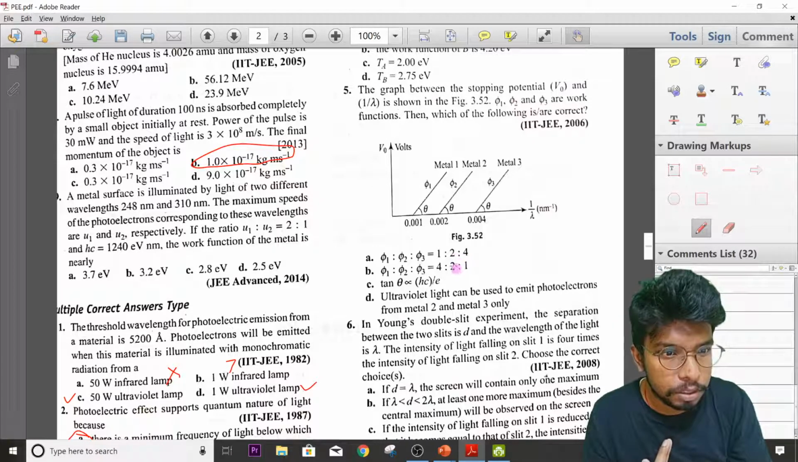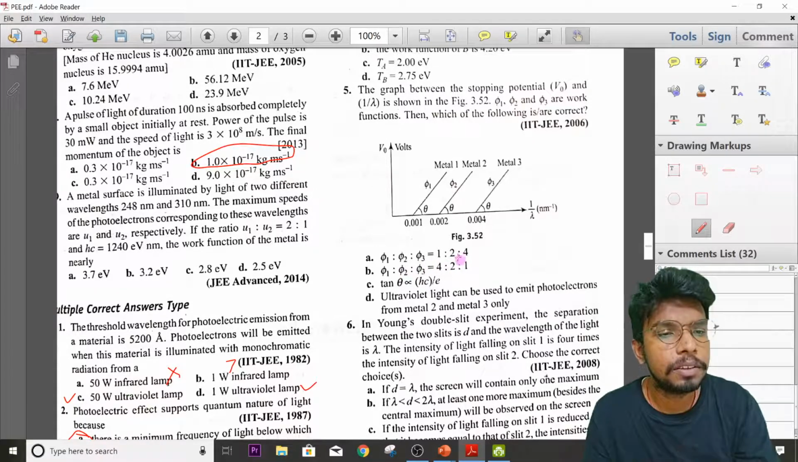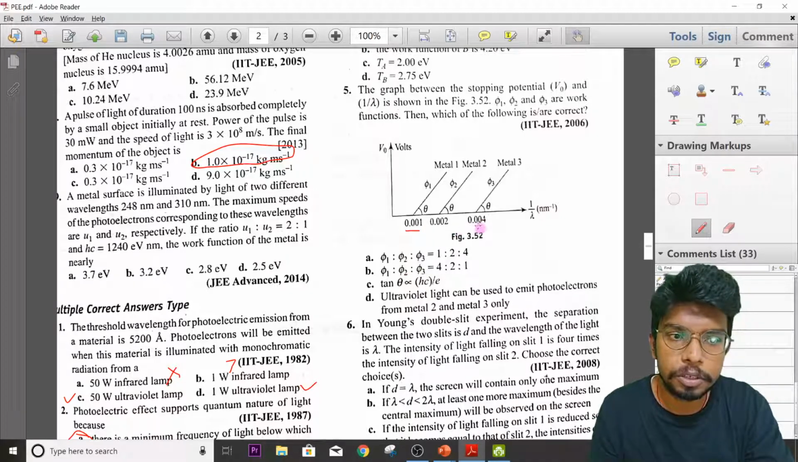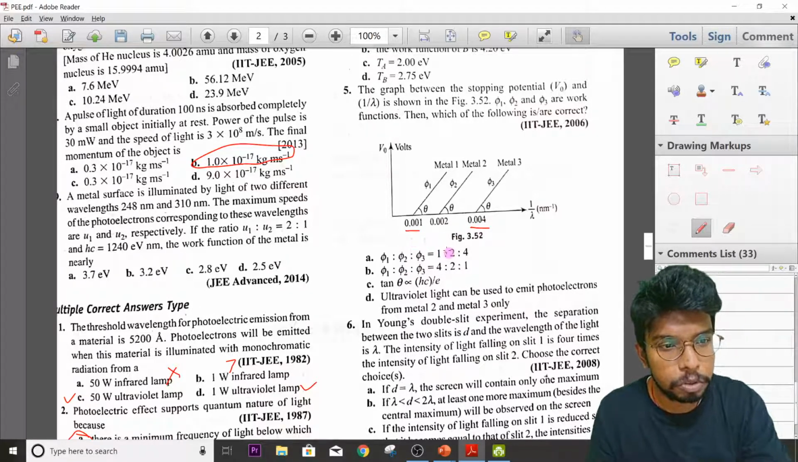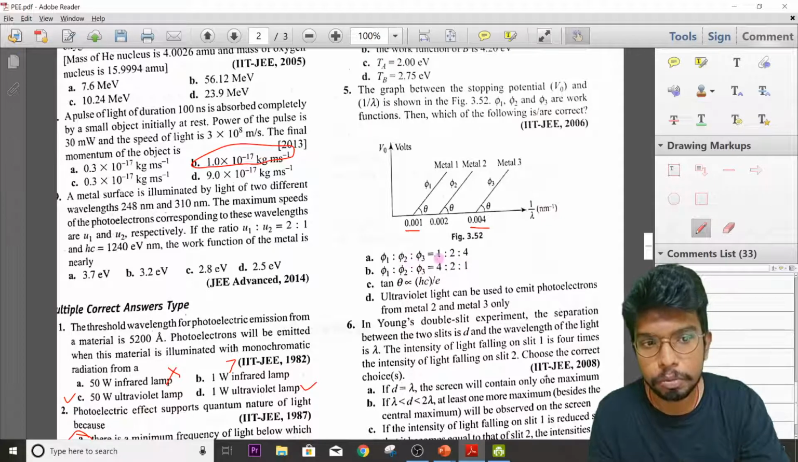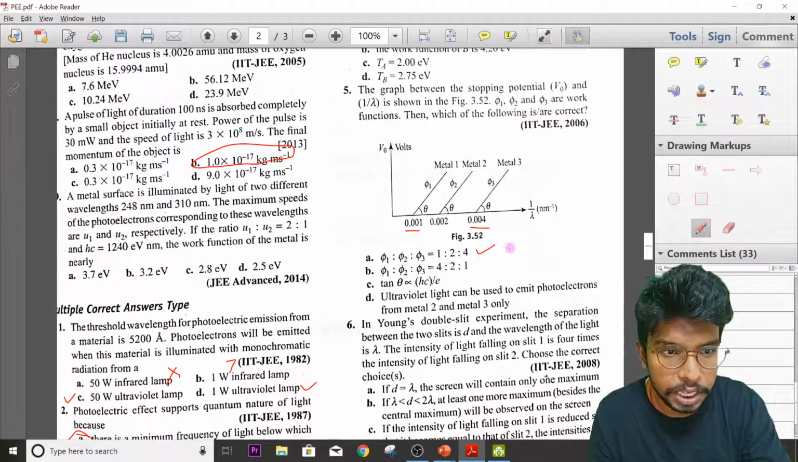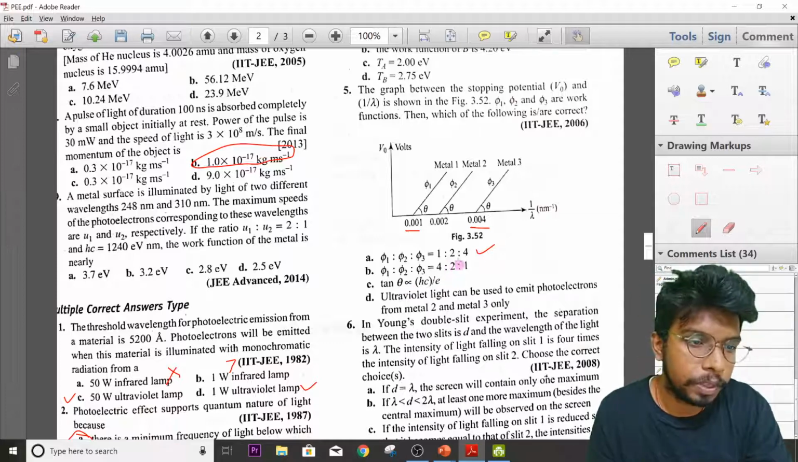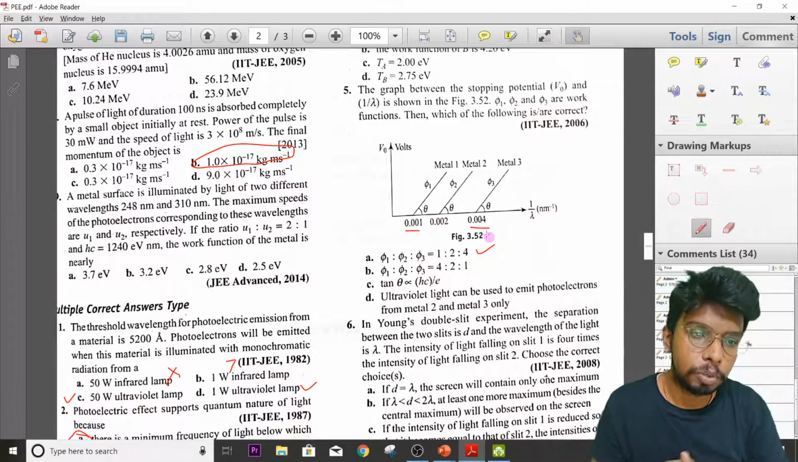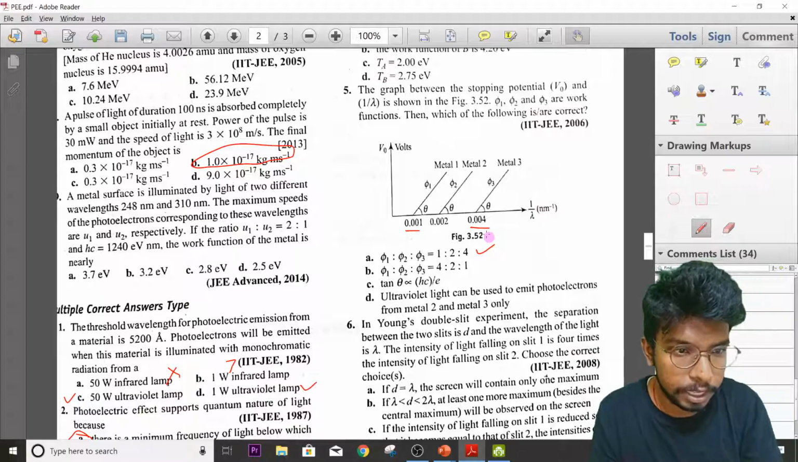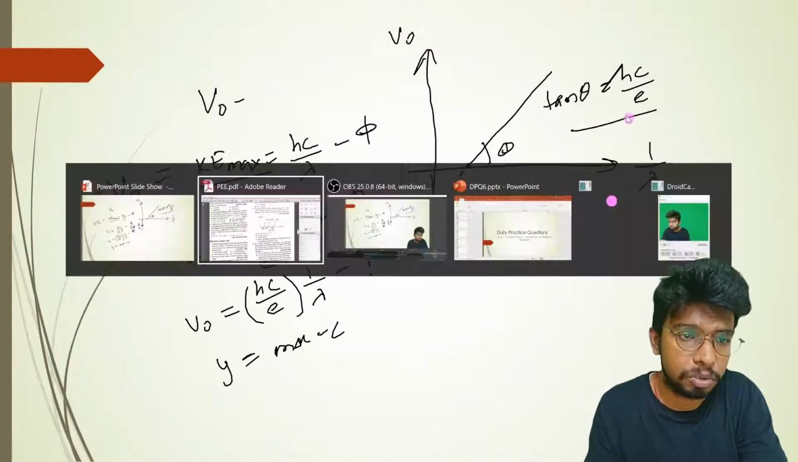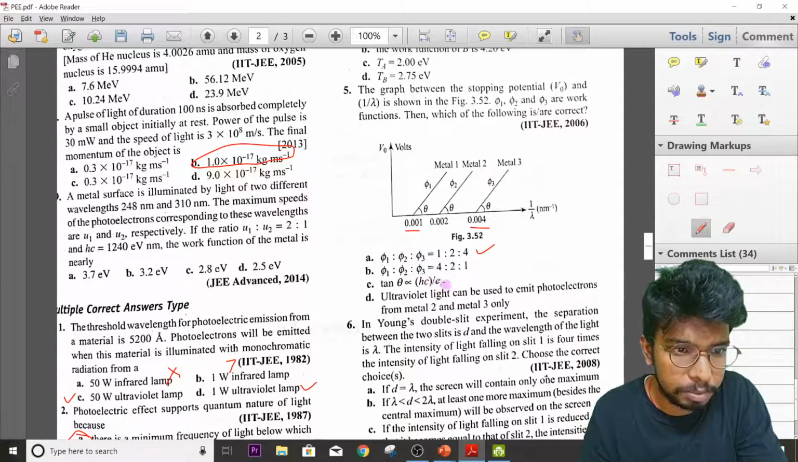What have they given? They have just given a random ratio. No, they have also given the numbers here, 0.01 and all. So it should be 1 is to 2 is to 4. Phi 1 is small, phi 2 is more, and phi 3 is more, so A should be correct. This cannot be true, because here they are saying that phi 1 is more. Tan theta is directly proportional to hc by e. In fact, tan theta is equal to hc by e, so it's a constant thing, so even this is correct.